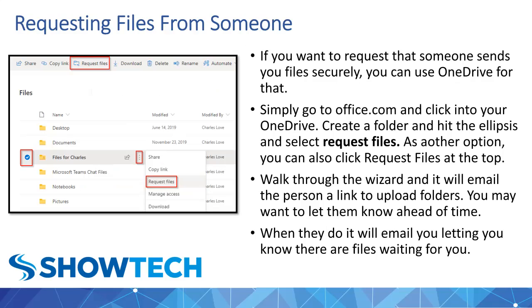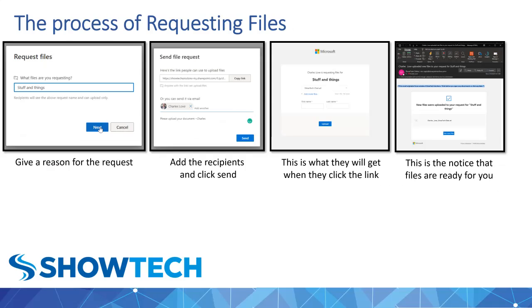Now, there is a cool feature with OneDrive, and that is to request files. Let's say they need to send you some giant spreadsheet that just bounces because it's too big. Go to office.com, you create a folder, and then you do the request files. You can go into the folder and hit request files, or do what I do, hit the little ellipsis and say request files. And then it's kind of a 4-step process.